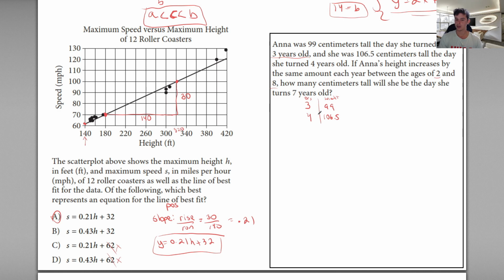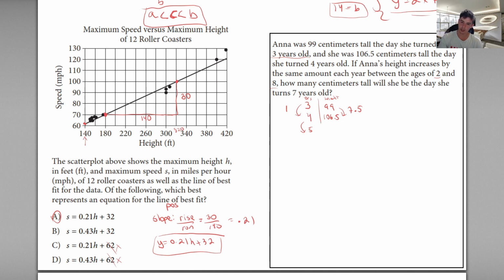Two things here we can do. We can find the equation, or we can just calculate year by year what the height's going to be, because we know that each increase in years by 1 is going to increase the height by 7.5, right? So we know that when she is 5, she's going to be 106.5 plus 7.5.